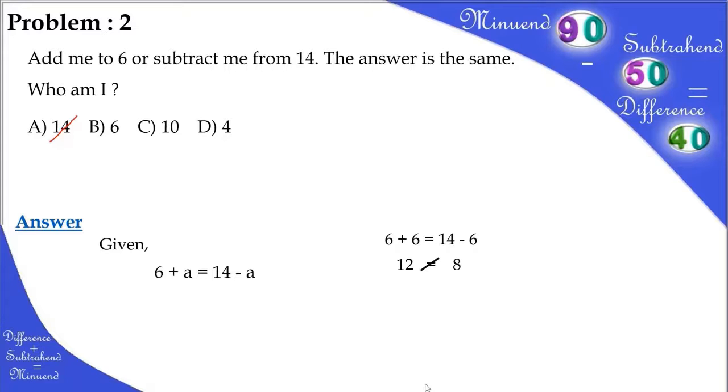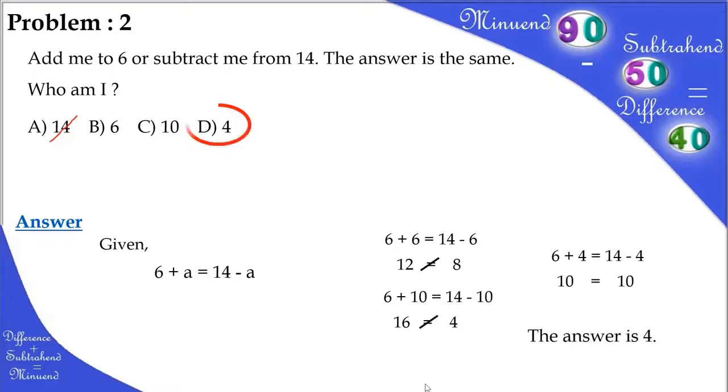Now next option is 10. So we will check that. 6 plus 10 is equal to 16. 14 minus 10 is equal to 4. It is also not the same. So we will go to the last option, which is 4. 6 plus 4 is 10. 14 minus 4 is also 10. So the value of A should be 4. So the answer will be 4.